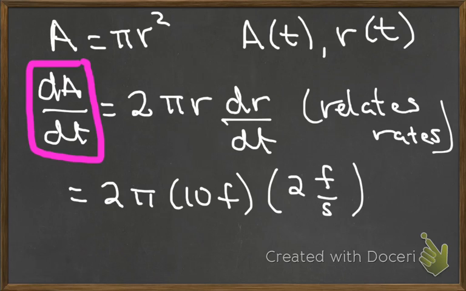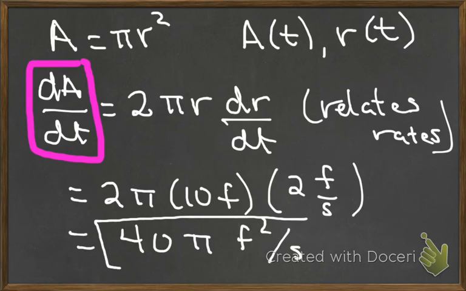If I look at my units, I think I'm going to get what I want because I have feet times feet, which is feet squared per second. So that is a rate of change of area. Area is square units, and a rate of change has to be divided by some unit of time. So dA/dt must be equal to 2 times 10 times 2, which looks like 40 pi feet squared per second. And now I have the rate at which the area is changing with the change in the radius.